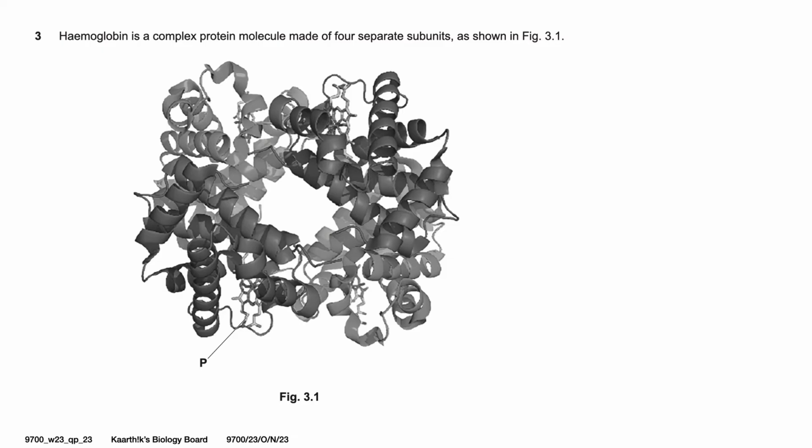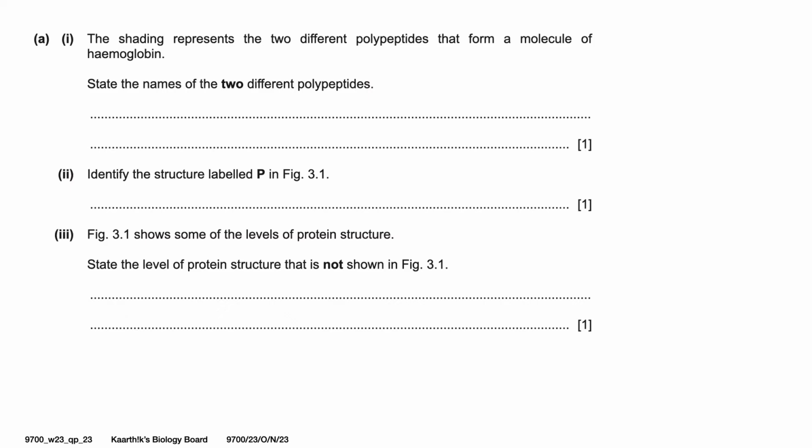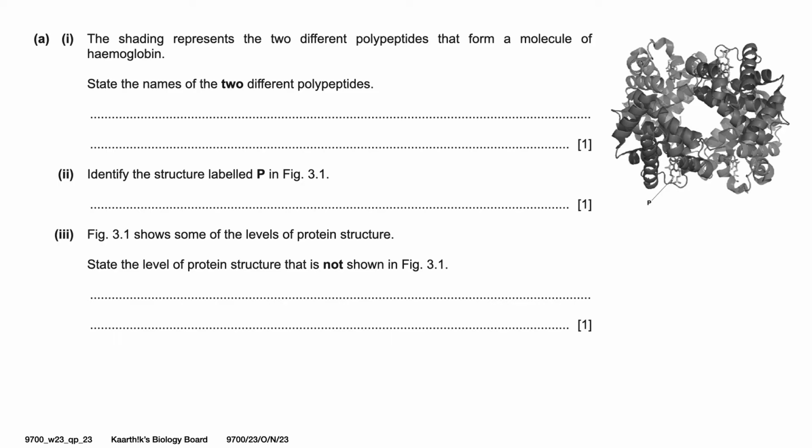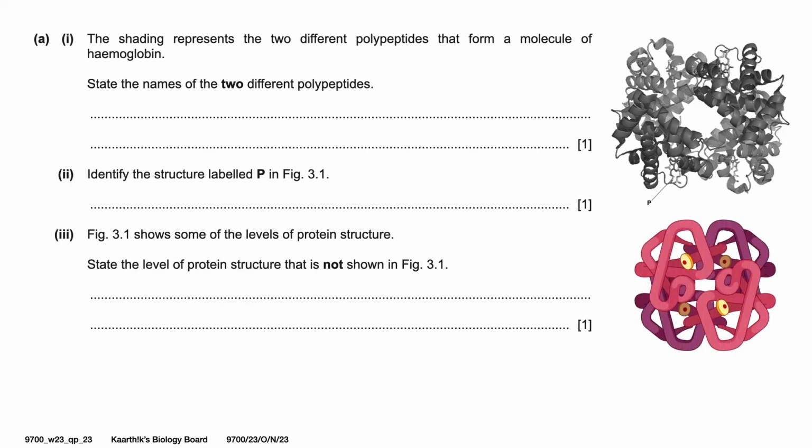Third question, hemoglobin is a complex protein molecule made of 4 separate subunits as shown in figure 3.1. So the structure of hemoglobin is given in the diagram. The question asked here is, the shading represents 2 different polypeptides that form a molecule of hemoglobin. So what are the 2 different shadings? This might be in black and white for your understanding; it is being shown in color.